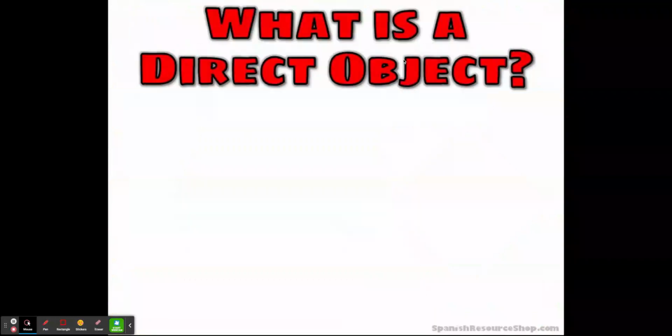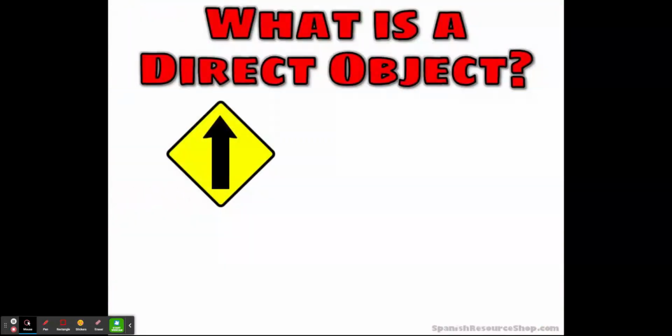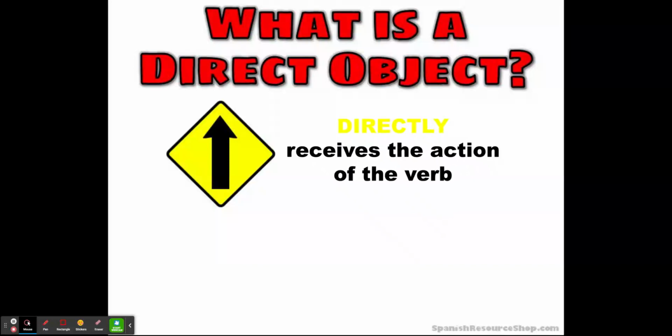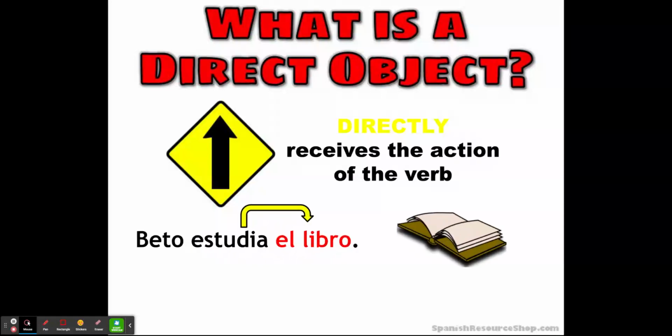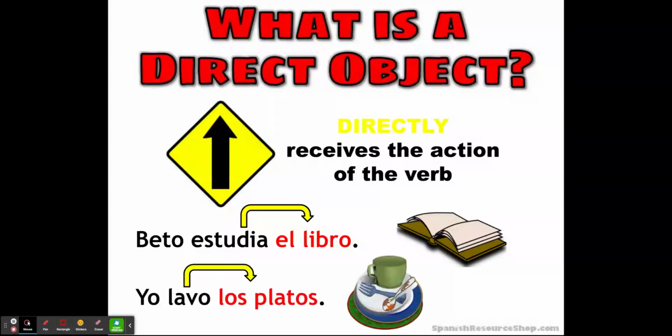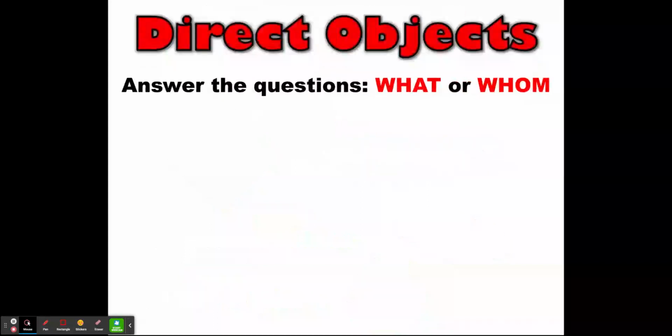Here it is. So, what is a direct object pronoun? It directly receives the action of the verb. It could be a thing or things or a person or people. Take a look at this example. Beto estudia el libro. Yo lavo los platos. Answer the questions what or whom. Let's take a look.